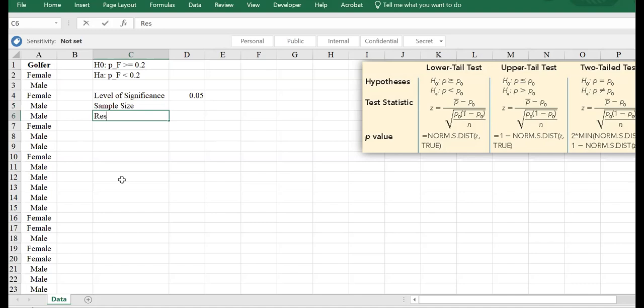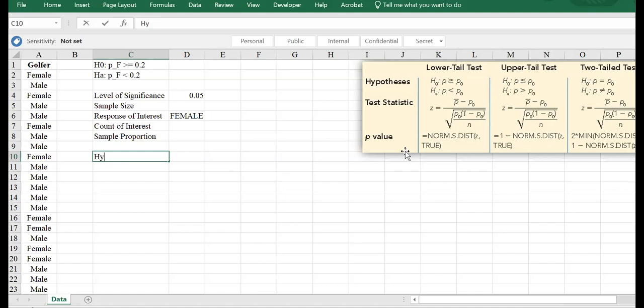I'm going to need to count the number of females. So, response of interest, which is going to be female; count of interest; sample proportion. All right, sample proportion. So I get P bar. Now I also need P0.